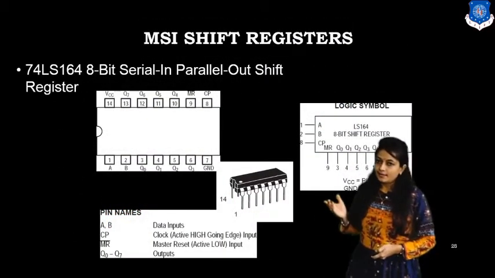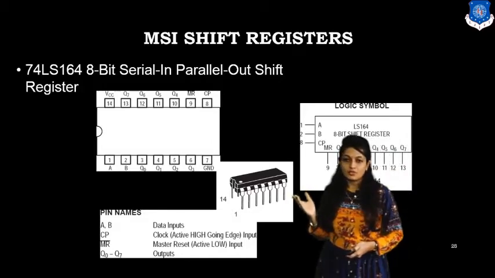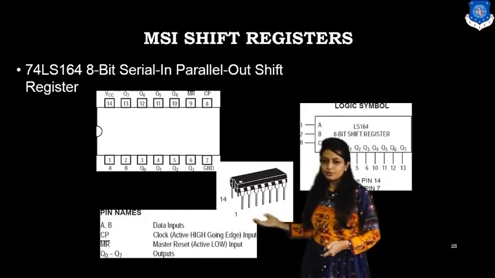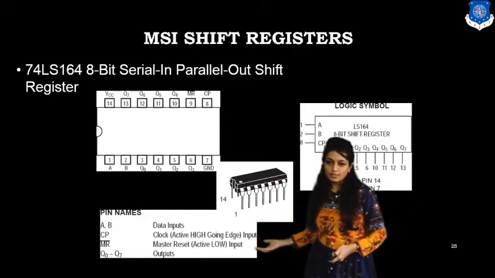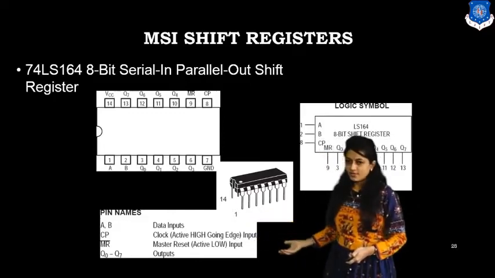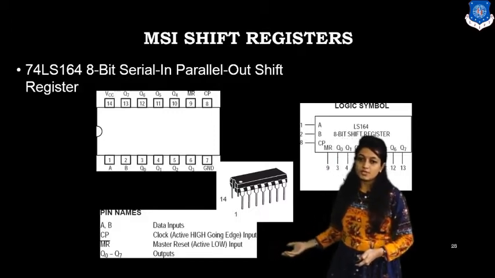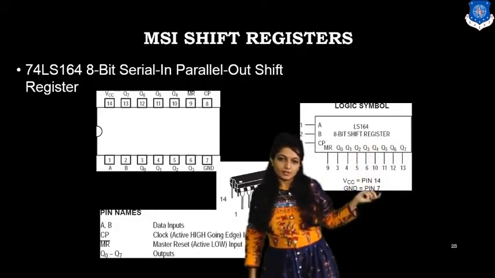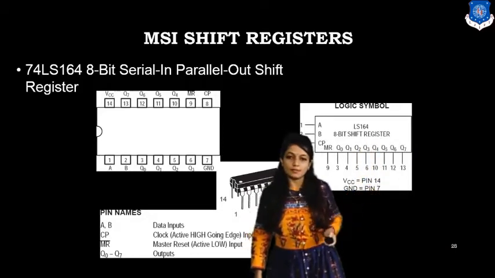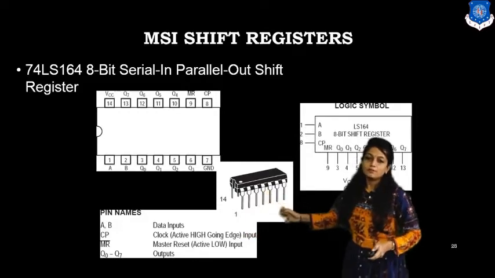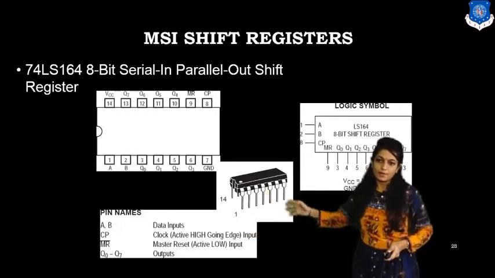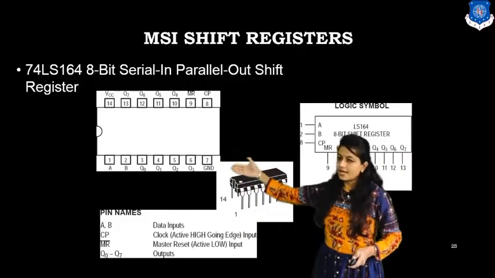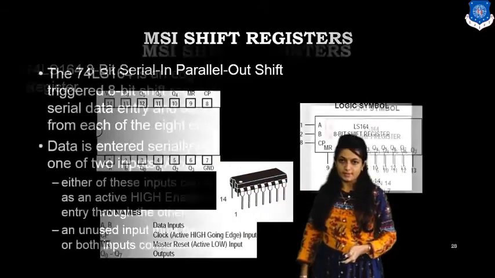Now it is an 8-bit serial in parallel out shift register. Its pin names are A and B for data inputs, CP for clock pulse, MR for master reset, and Q0 to Q7 are the outputs. Its logical symbol is like this. VCC is pin number 14, ground is pin number 7, so it is a 14 pin IC. This is its pin diagram.